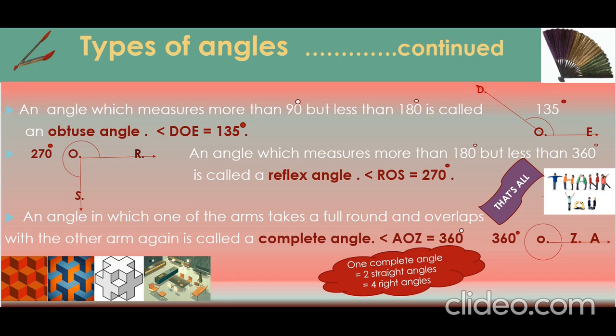In 0 degree, the ray didn't start its journey. One ray is lying over another. This is 0 degree. In a complete angle, one ray has completed the journey of 360 degree and again come back and is overlapping the other. So this is a complete angle in which one of the arms takes a full round and overlaps with the other arm again, a complete angle AOZ in the given example.